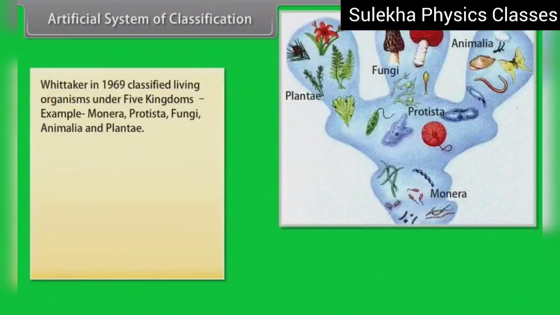Artificial system of classification. Whittaker in 1969 classified living organisms under 5 kingdoms. Example: Monera, Protista, fungi, Animalia, and Plantae. Kingdom Plantae is popularly known as plant kingdom.